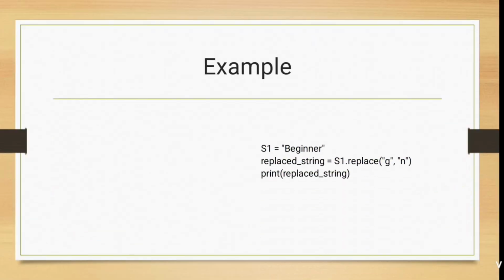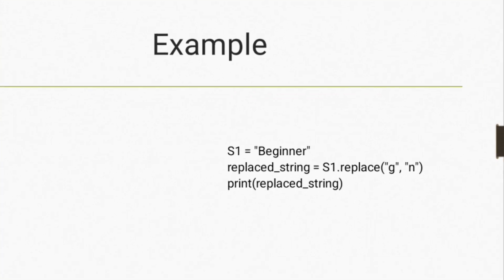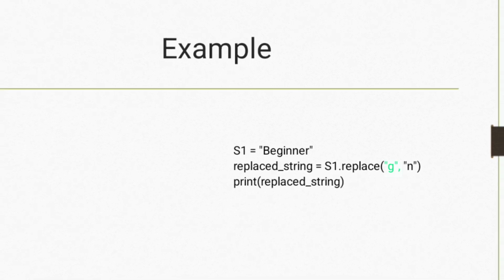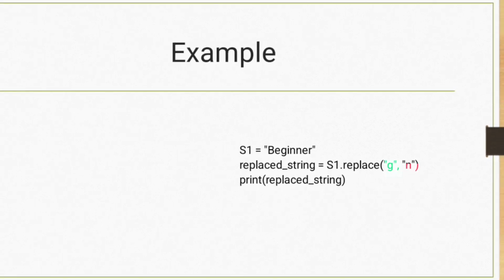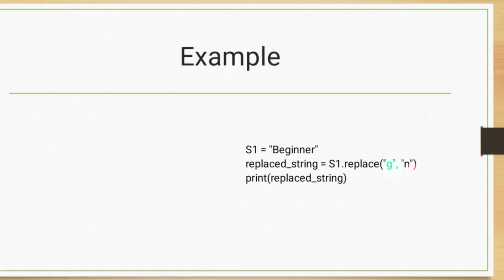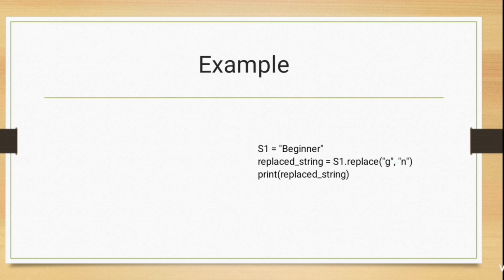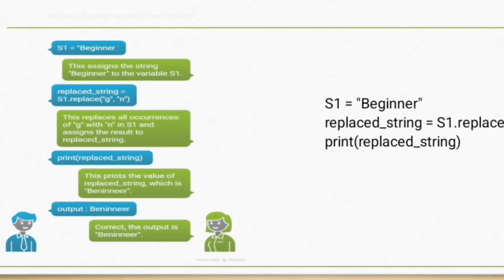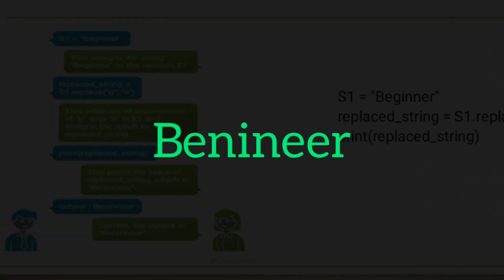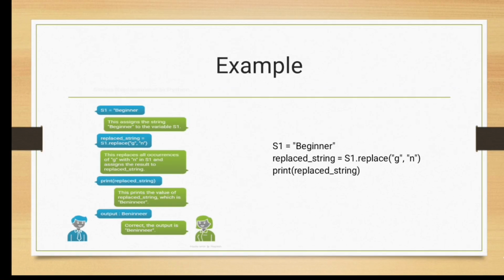Now see the example here. We have a string, beginner, here, and we have a variable replace string is equal to s1 dot replace. We have a replace string function here. Now g is the old word here, and n is the new word. We will convert g into n with this replace string function. Now we will print the replace string, and after printing we will get output as BENINNER, because we applied the replace function here. The replace function replaces g with n. So this is the whole concept of the replace function.